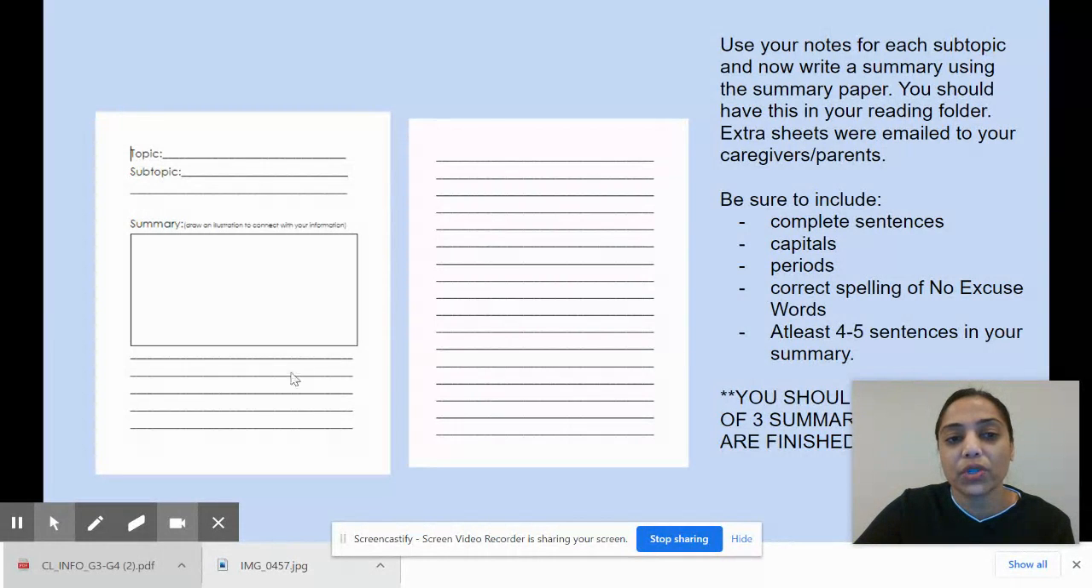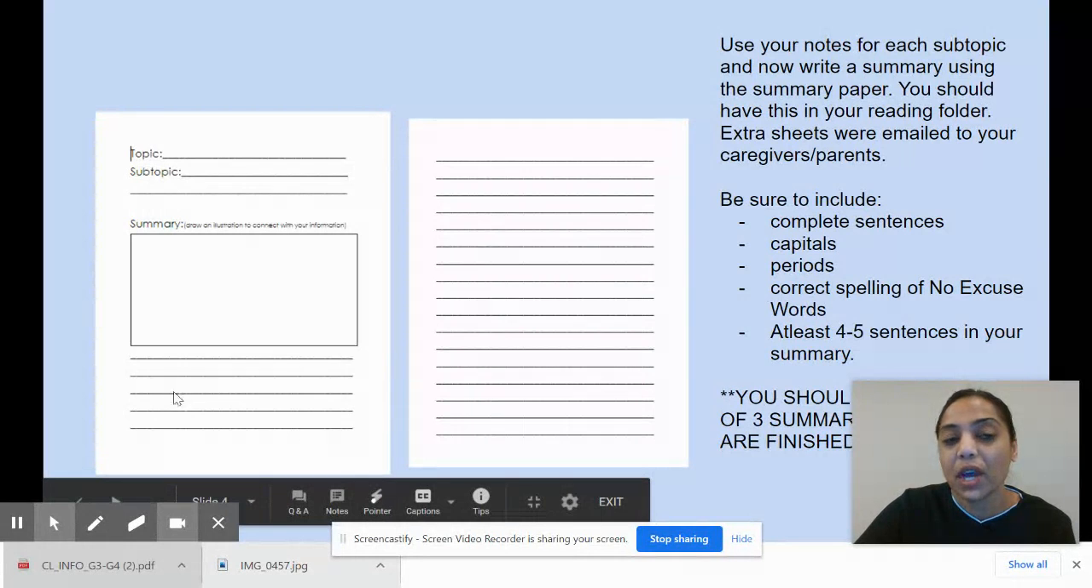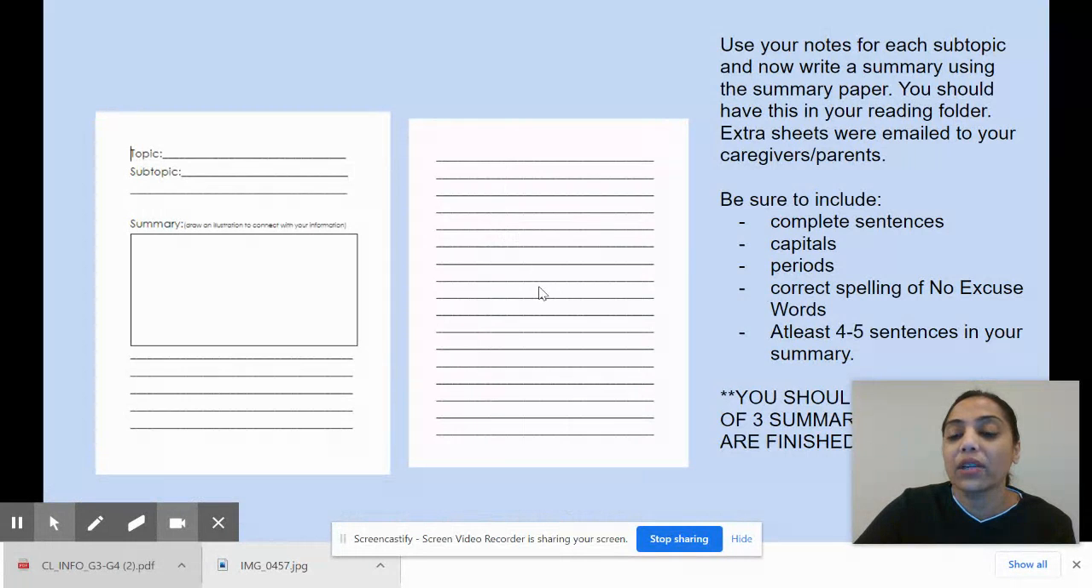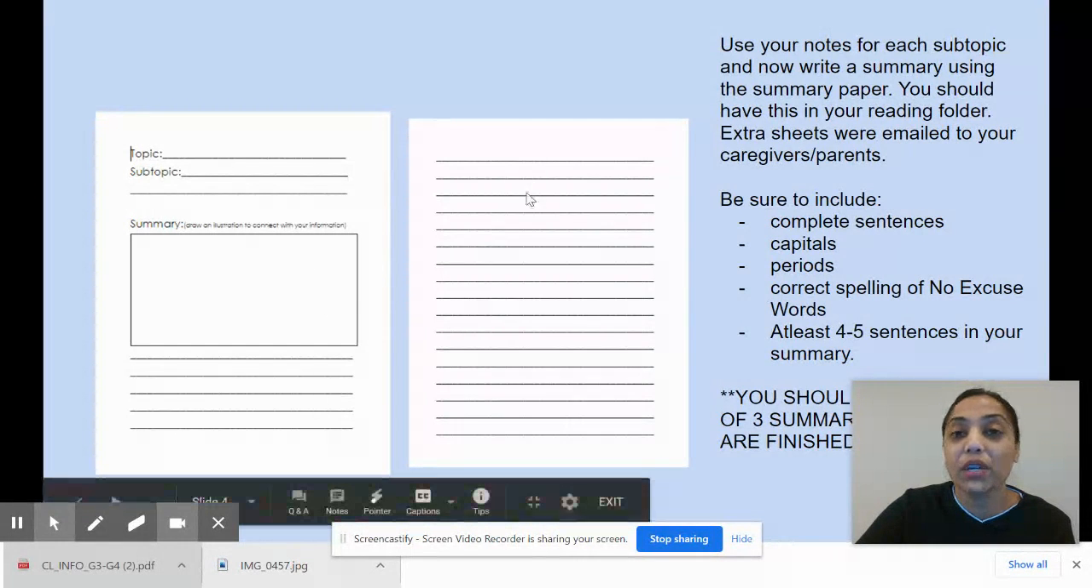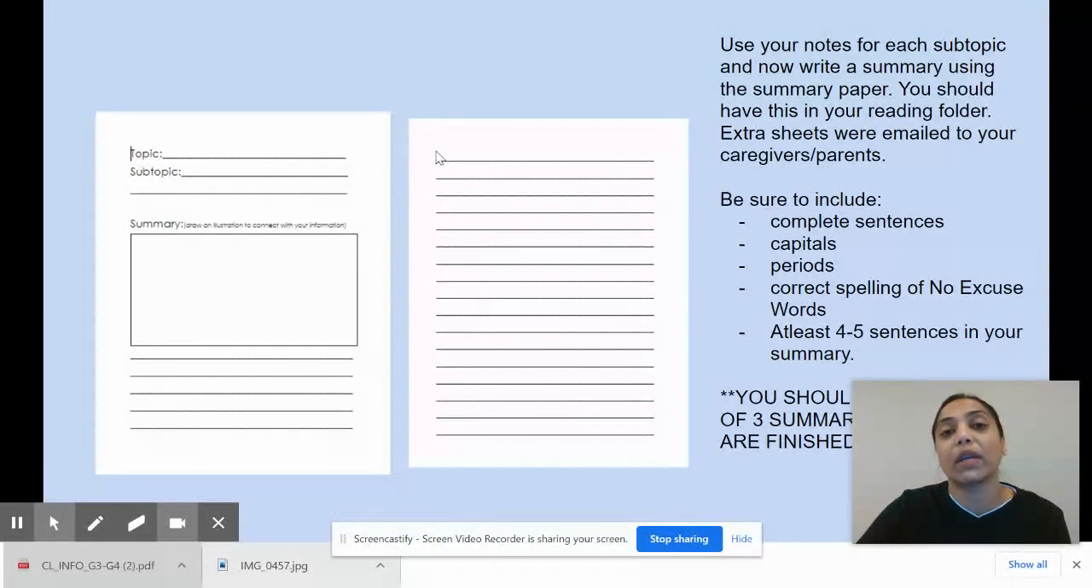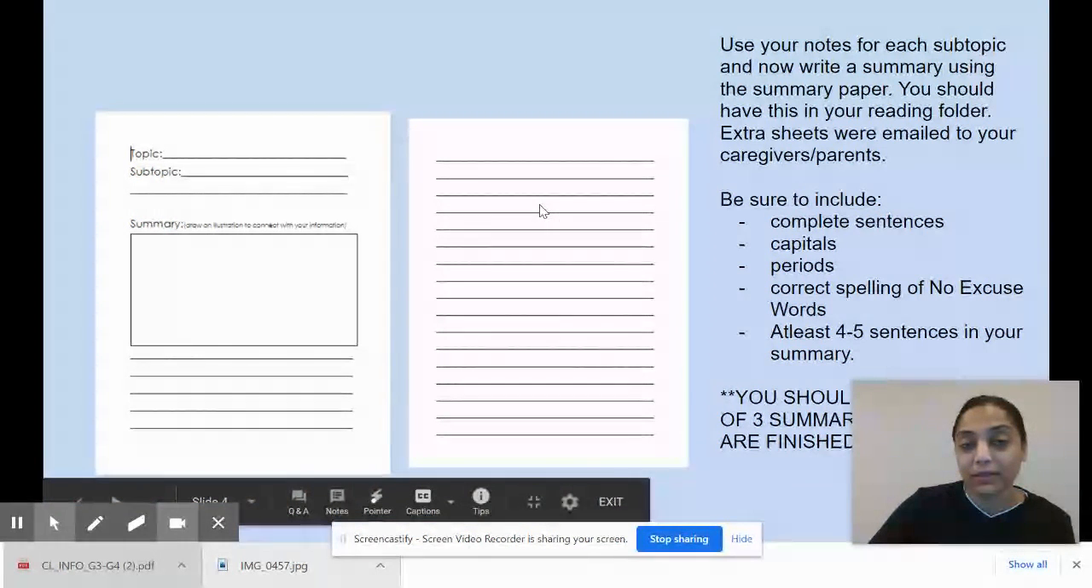So if you're just filling up this one page, I'm going to ask you to push yourself to add some more information. Okay. And you should have a total of 3 summaries. Don't forget, a summary is including the notes that you've taken. And those notes are going to be the most important things that you want readers to know about your subtopic. When you're done writing your summary, you've checked for spelling, and you've included as much information as you possibly can, you're going to then sketch a picture and then fill it in with color, okay? To connect with what you have written, okay?